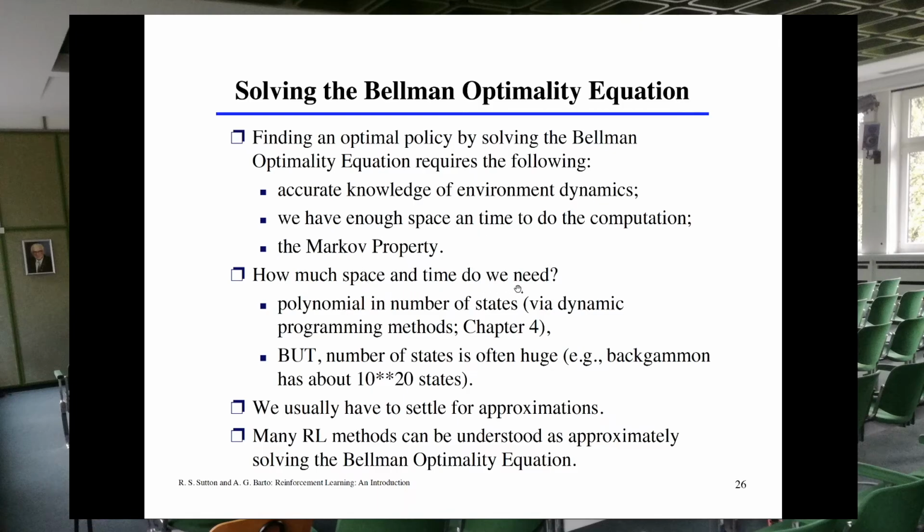How much space and time do we need? The amount of computation will be polynomial in the number of states via dynamic programming methods. However, this number of states is usually huge. Like in the example of the backgammon system, TD-Gammon, that problem has 10 to the 20 states, so it's very large.